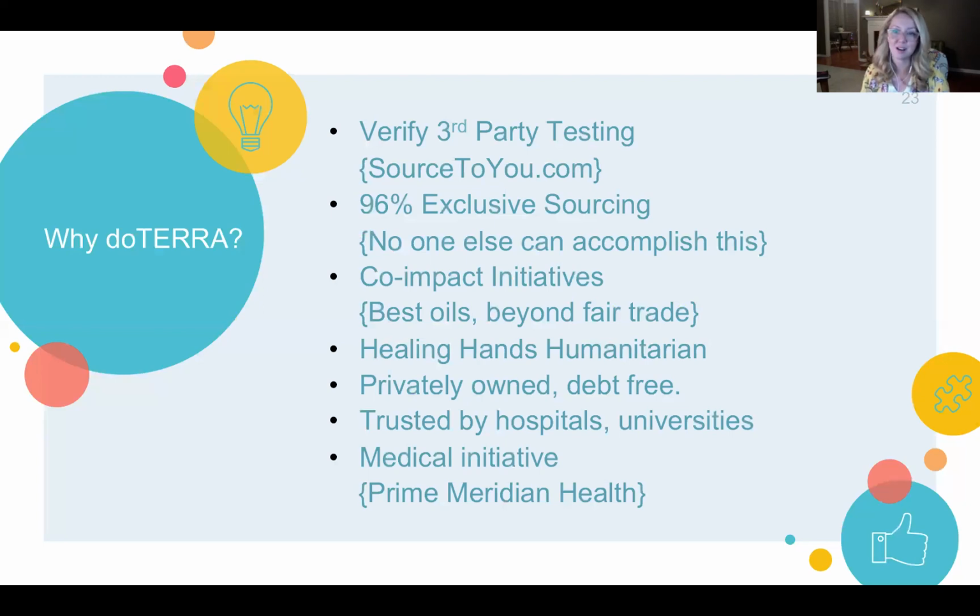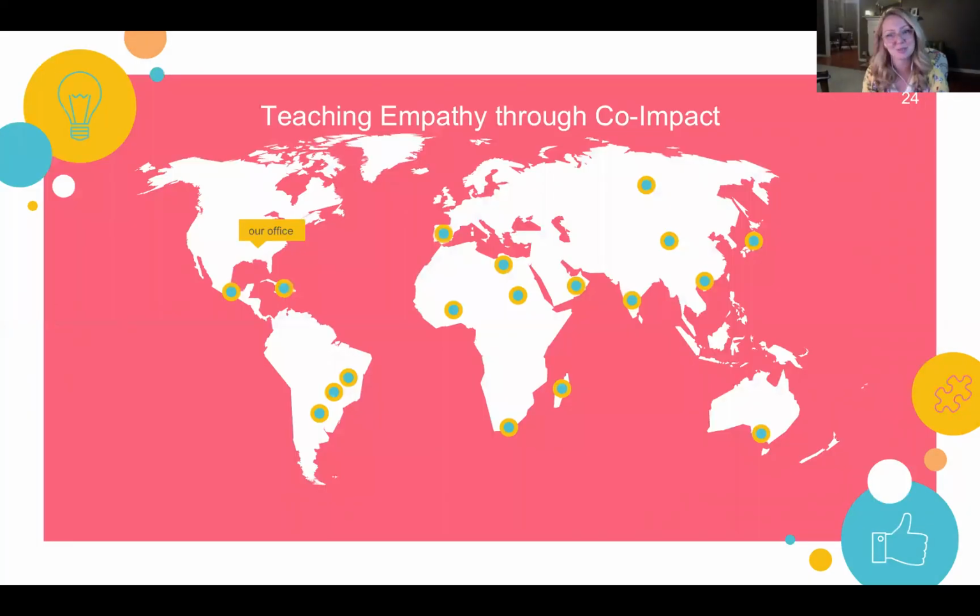It's called Prime Meridian because it's where East meets West. When you go there, you can get Western medicine protocol, you can also get a natural method, and you can get some essential oils from a wellness advocate. They won't be selling the oils there, but you can get them from a wellness advocate or through your own account. So, teaching empathy through co-impact.